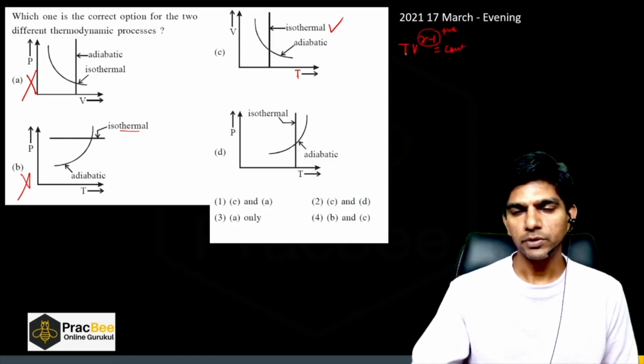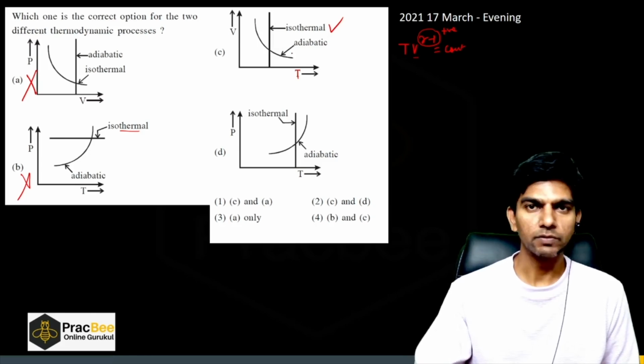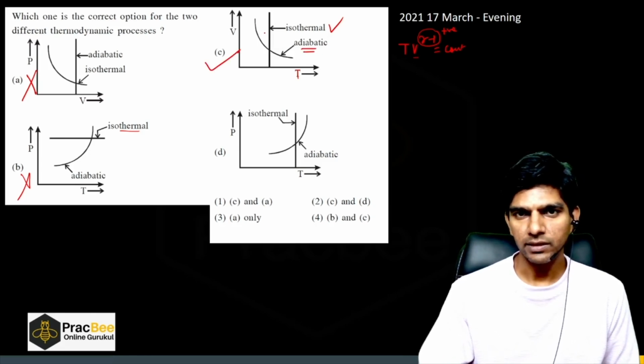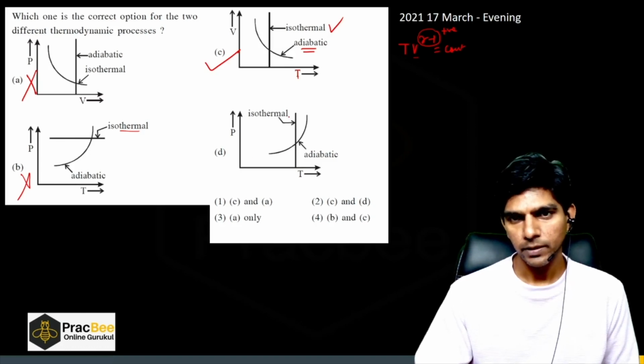So it means if temperature increases, volume will decrease. So this is happening, so we have a non-linear graph. So the C option, this C graph is correct. Now let us see the D graph. For D, for the isothermal process, we have a vertical line parallel to the pressure axis, and we have the same temperature. So the isothermal graph is correct.